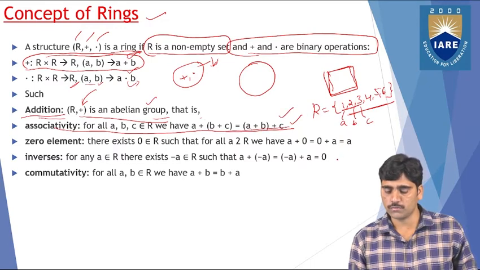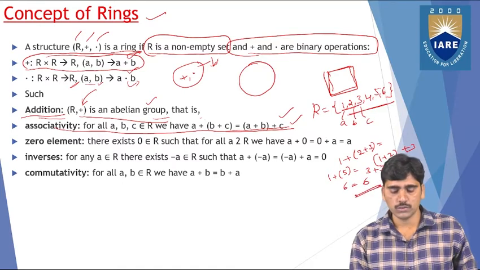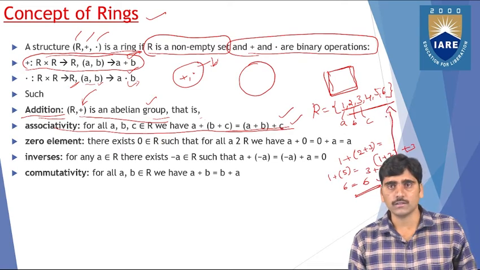Let us check: 1 plus of 2 plus 3 equals 1 plus 2 of plus 3. 2 plus 3 is 5, so 1 plus 5 is 6. On the other side, 1 plus 2 is 3, and 3 plus 3 is 6. So it is satisfied, and this 6 belongs to the ring of integers, you can say.